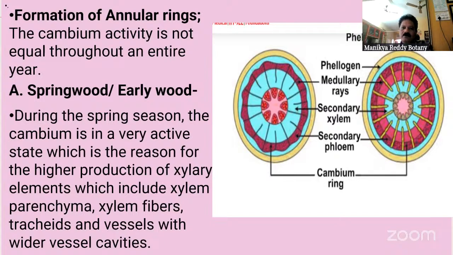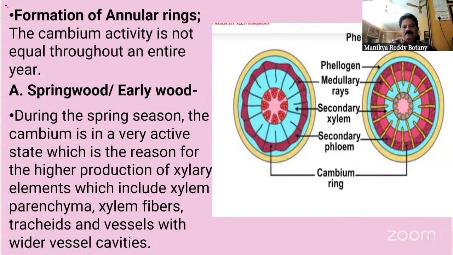As you know, during spring, new leaves, new buds and blooming are seen in plants, in flowering plants particularly. During autumn, they shed leaves and flowers. When there is formation of new leaves and new flowers, particularly during spring season, you can see the activity of cambium is more. Activity of cambium is more.